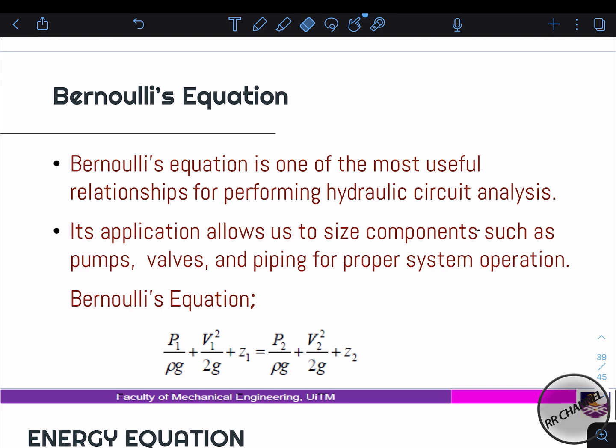Hi everyone. So today I will explain about the Bernoulli equation to apply in a hydraulic system. Basically, I think all of you already learned this equation in a fluid mechanics class, but now we want to apply this Bernoulli equation in fluid power application, specifically in a hydraulic circuit analysis. This is a very useful relation for the hydraulic system because we can put in some properties and find other properties using this Bernoulli equation. Its application allows us to size components such as pump, valve, and piping for proper system operation.